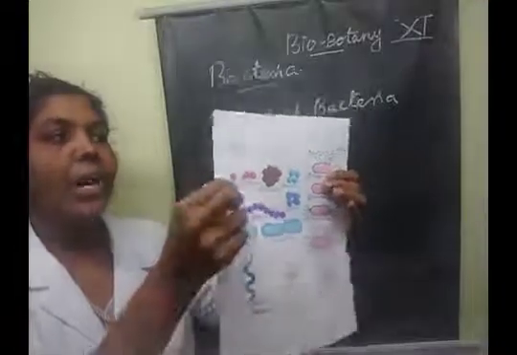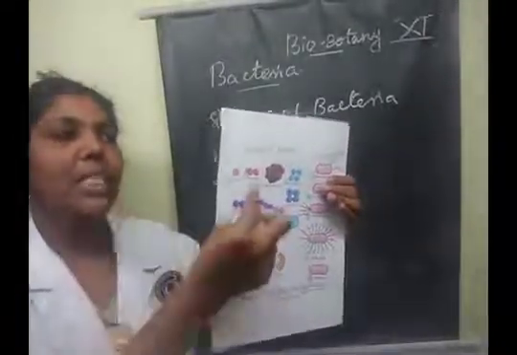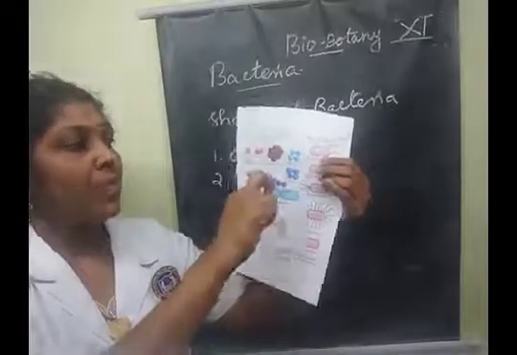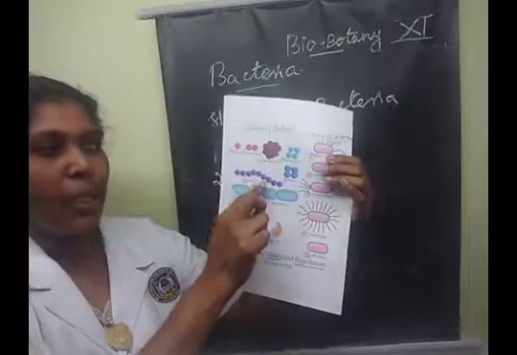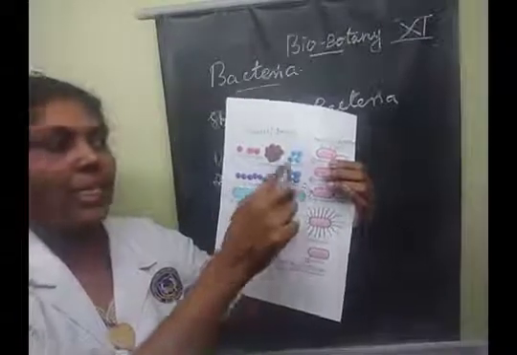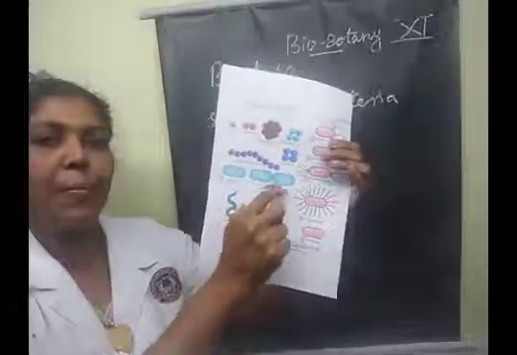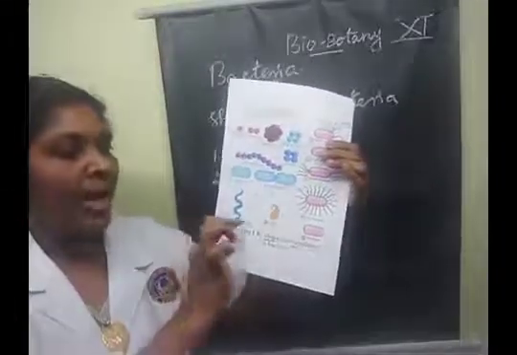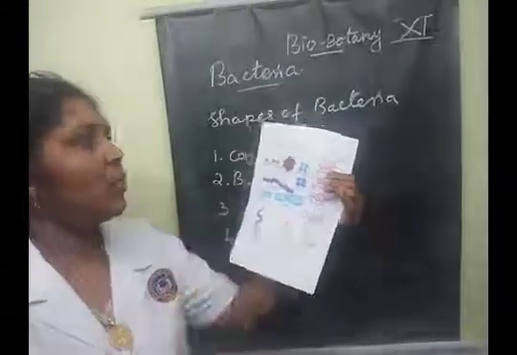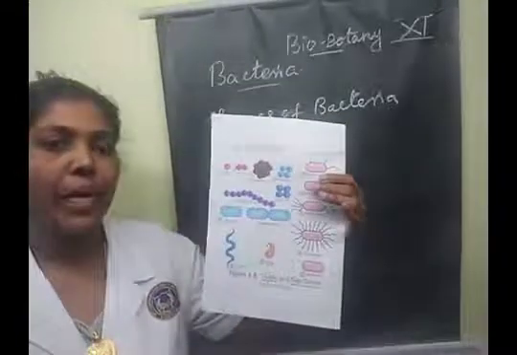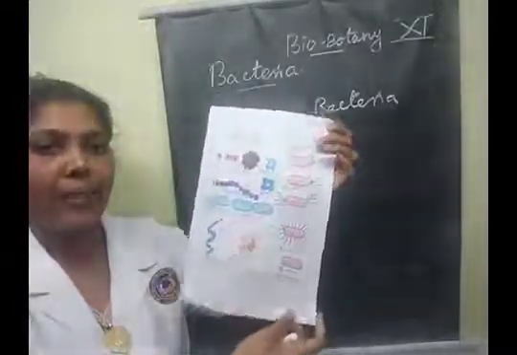Clear? This coccus type also comes under subtypes: diplococcus, staphylococcus, tetracoccus, streptococcus, sarcina. So these are the subtypes that come under the coccus type. Then bacillus, this is the diplobacillus type. Then spirillum and vibrio. So these are some of the shapes of bacteria. Clear? Yes. Next one is flagellation of bacteria.